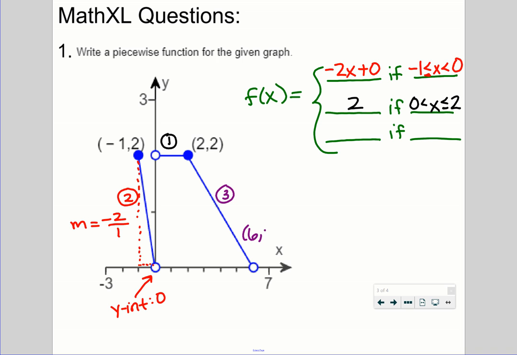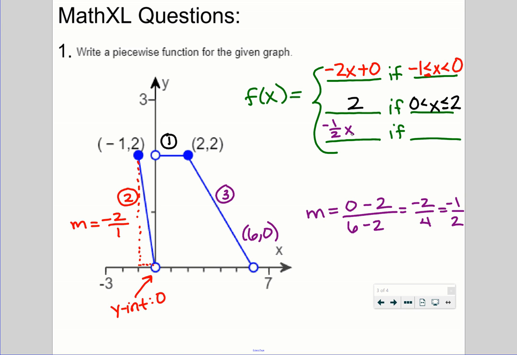6, 0. Okay, if you have 2 points, what's the first thing you can do? Find the slope using your slope formula. Y minus y, 0 minus 2, over x minus x, 6 minus 2. I get -2 over +4. My slope is -1/2. I'm going to fill that in my piece. -1/2 is going to be in front of my x.